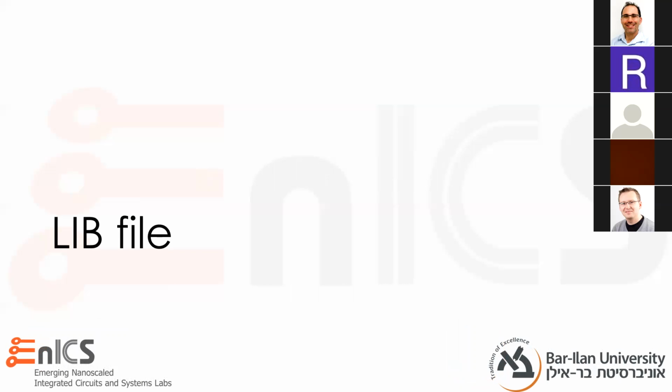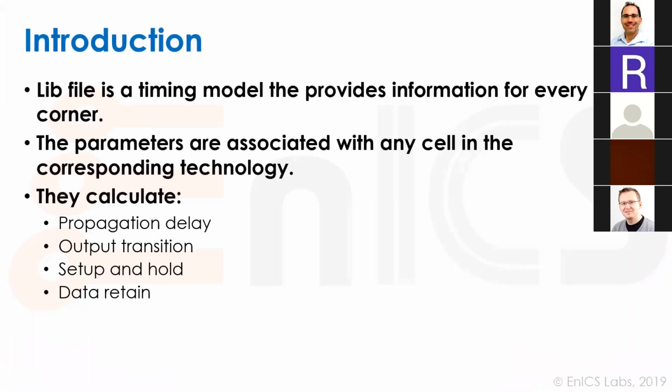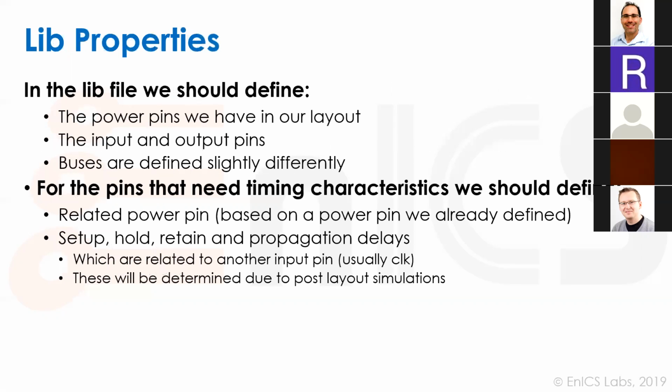I will start with talking a bit about the lib. It's not that important. I'm just going to talk about what you need to do in the lib file so you can make the LEF. In general, the lib file, as you know from Adi's courses, is the timing model. For every corner, you have all the information that you need for the timings. They calculate the propagation delay, the output transition, the setup and hold, the data retain, and so on. These are all the things that you also need to send when you want to send your IP to tape out.